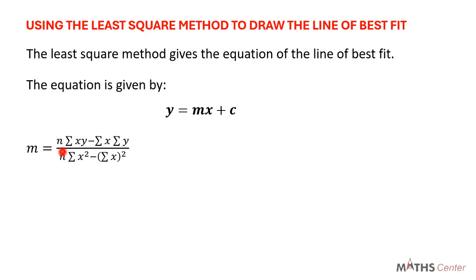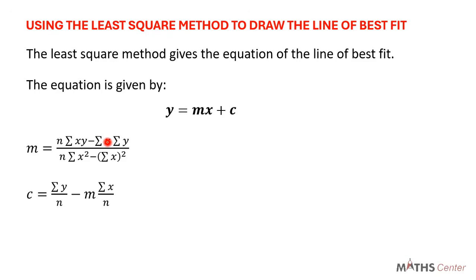The value of m is given by n sigma xy minus sigma x times sigma y, divided by n sigma x squared minus sigma x all squared, where n is the number of data points and the x and y here are the x and y values given to us in the table. So this gives us m. C is equal to sigma y divided by n minus m sigma x divided by n. So the value of m we will get here, we will substitute it here to get the value of C.